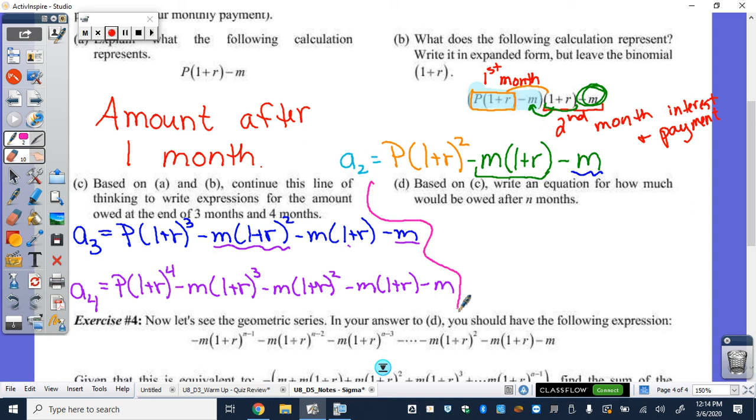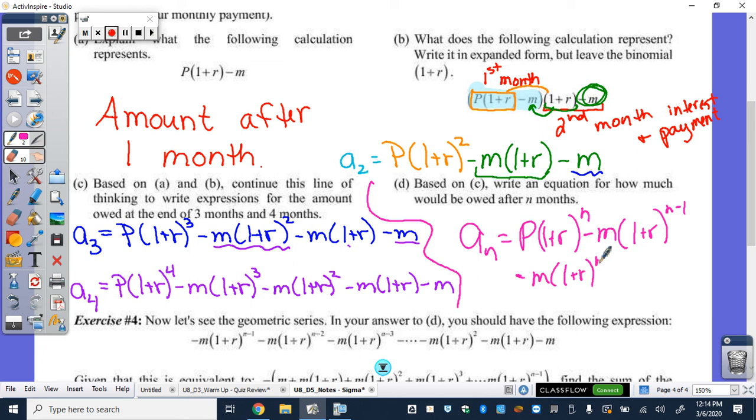So based on part C, write an equation for how much would be owed after n months. So the first part's a little easier. P times 1 plus r to the n. That's how we would start off. So that would be minus a monthly payment times 1 plus r to the n minus 1. It's 1 less than whatever this one is. Minus m times 1 plus r to the n minus 2.